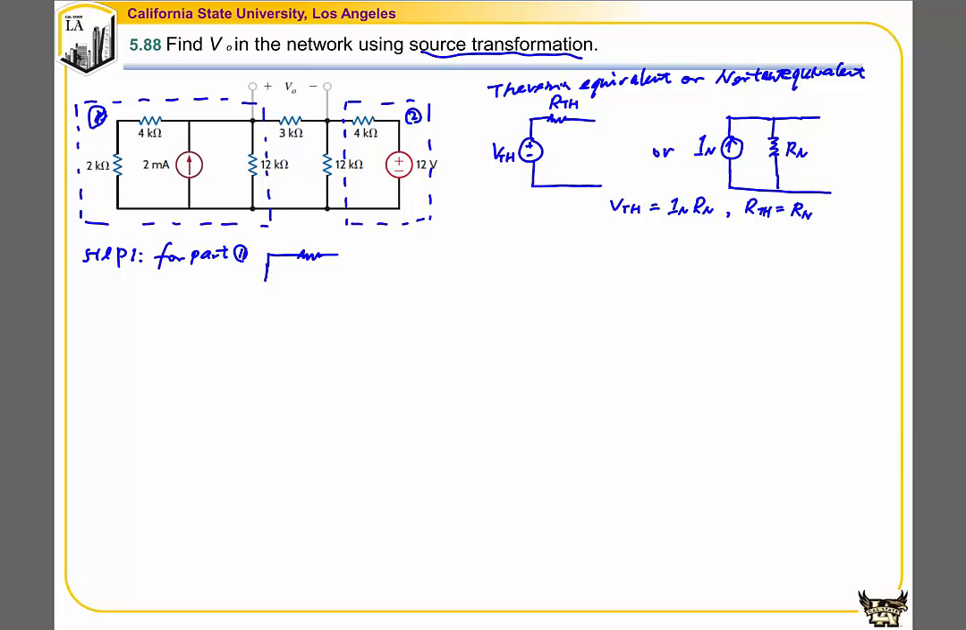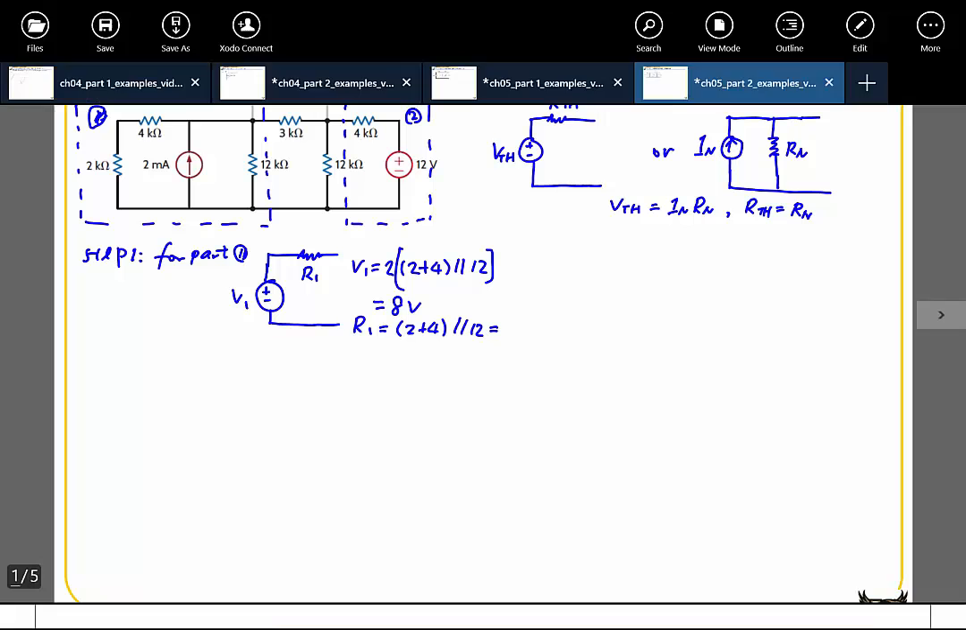Part 1 will be converted to a voltage source V1 with a resistor R1 in series with it. V1 is equal to the current, 2 milliamp, times the overall resistance. The resistance is 2 plus 4 in parallel with 12. So that gives us 8 volts. And the resistor R1 is equal to 2 plus 4 in parallel with 12, which is equal to 4 kilo ohm.